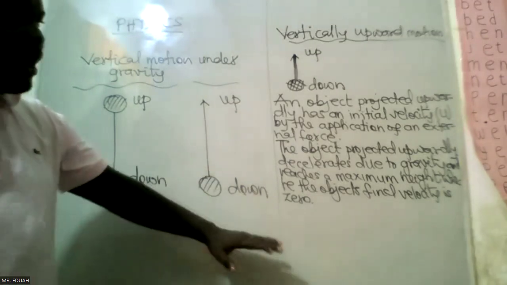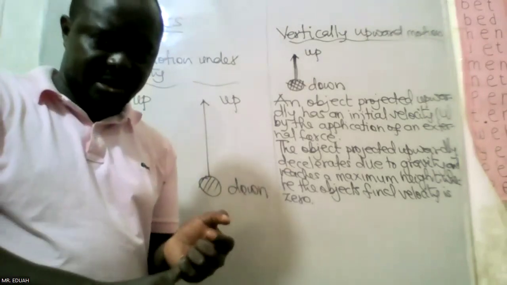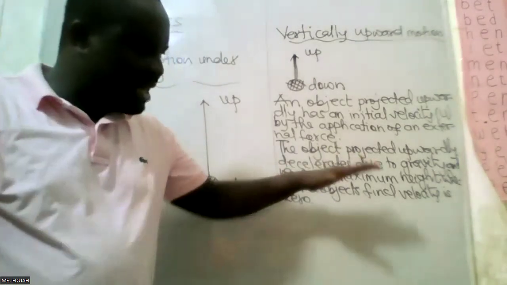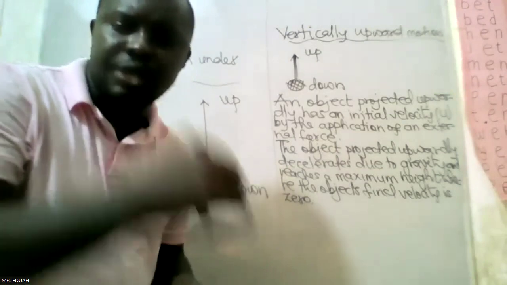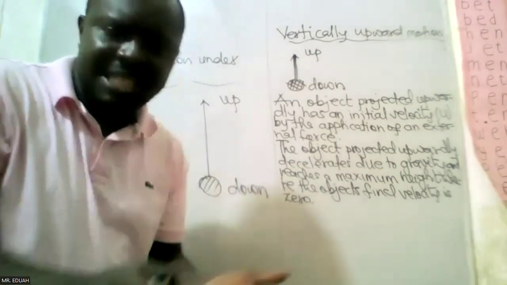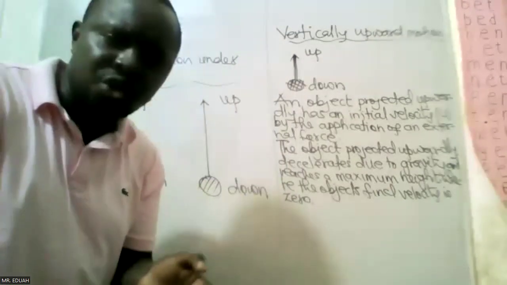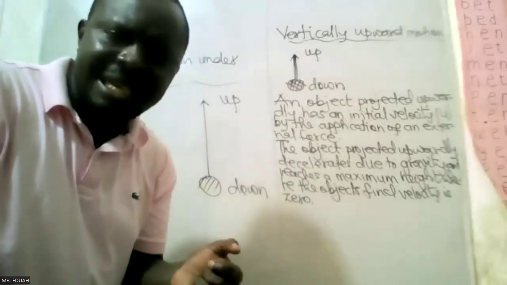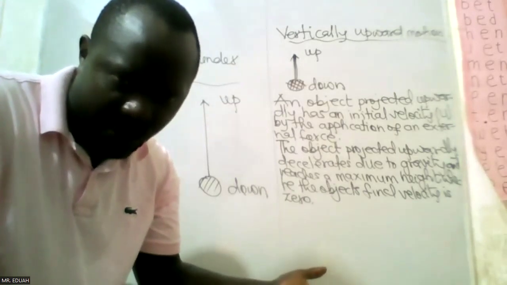So if the body is decelerating, then we must have an equation which describes its velocity with time, because we realize that the object's velocity will change with time. So at 1 second, 2 seconds, 3 seconds, we can calculate the velocity of the body. Then we can also determine the vertical distance traveled with time. All right. So let's look at equations of vertically upward motion.